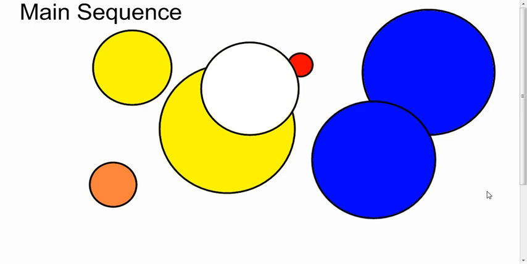Now, main sequence. A main sequence star is a star that is fusing hydrogen in its core. These stars are all main sequence, regardless of the fact that they're different in size and in color. The color denotes the temperature of the surface of the star, but the fact that they're main sequence means they're all fusing hydrogen in their core.